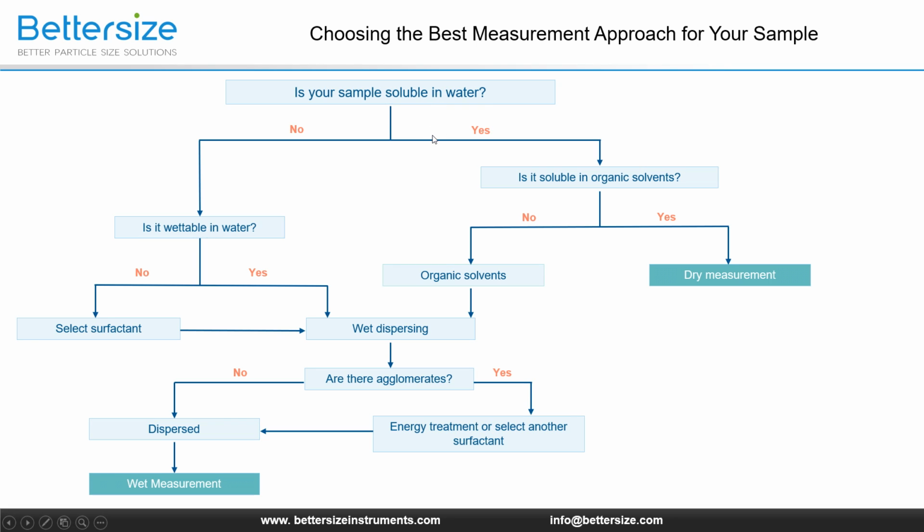If your sample is soluble in water and organic solvents, choose dry measurement, which uses air or other gases to disperse the particles. If your sample is soluble in water but not soluble in organic solvents, it is possible to find an appropriate organic solvent as the dispersion medium. If your sample is insoluble in water and can be wetted in water, water may be a good choice. If necessary, you can apply energy treatment or select appropriate surfactants until the agglomerates are removed, and then measure the particle size distribution of your sample in a good dispersion state.